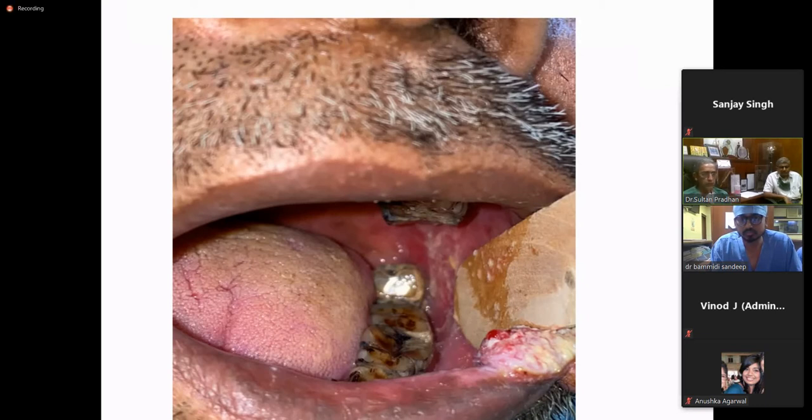Now, if the report comes as not verrucous, but as an invasive squamous cancer, then what will you do, Sandeep? Then I will do a wide excision, sir, about 1 centimeter all around, and I will do a neck dissection, sir. A comprehensive neck dissection, most probably a modified radical neck dissection, sir. Yes. And post-op, any adjuvant treatment? Sir, depending upon the histopath report, I will decide on the adjuvant treatment.